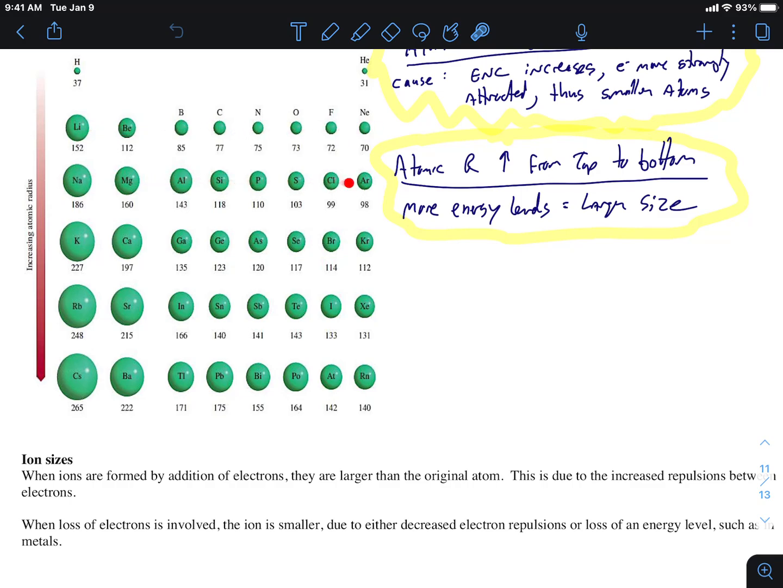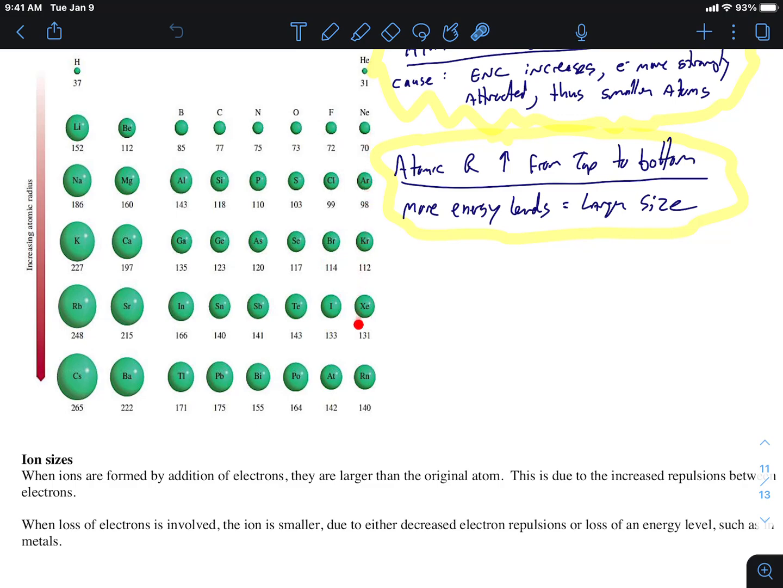In any period from left to right, we see that the size of the atoms gets smaller and smaller. The reason for this is because the effective nuclear charge increases from left to right. Right? And we also went over how to calculate effective nuclear charge. Effective nuclear charge is calculated as the same value for any family. It doesn't matter which column, it's going to be the same. So that value is constant.